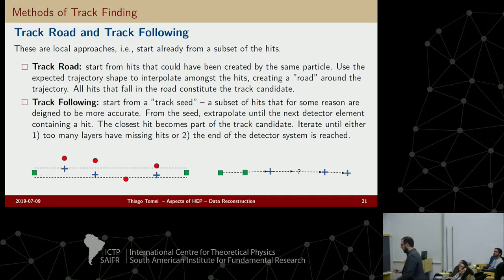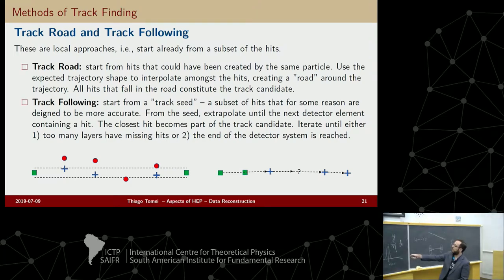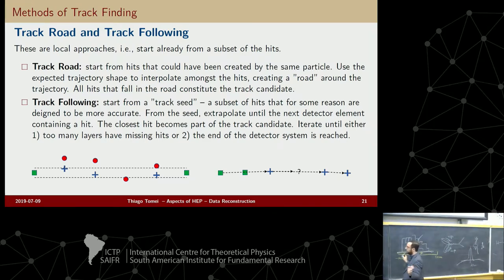Oh, the momentum is such, the interaction point is there. And you search for the hits in the road. You open up a small space here and you search. And if you find enough of them, you can say, okay, these guys are a good track candidate.